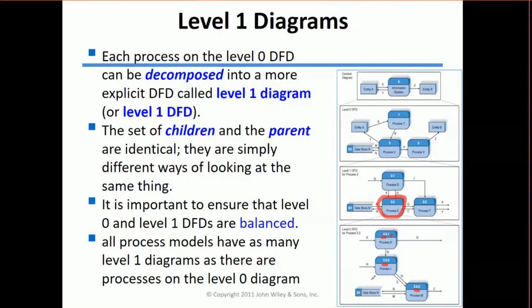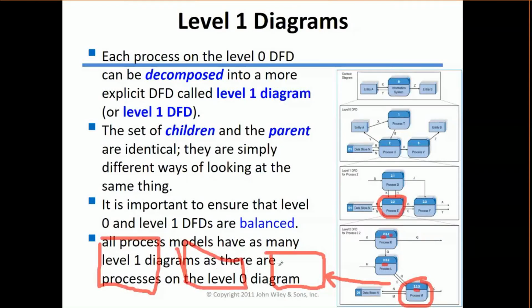So this process goes on. It doesn't mean that you will only go until level 2. If you want to decompose this process further, then you will go to level 3 diagram. And in that level 3 diagram, what will be the process numbers? Can anyone tell me? Let's suppose we want to divide this one into 3 processes. What will be the numbering? 2.2.1, 2.2.2, 2.2.3. Yes, good.